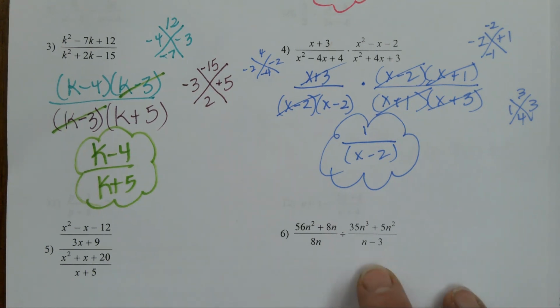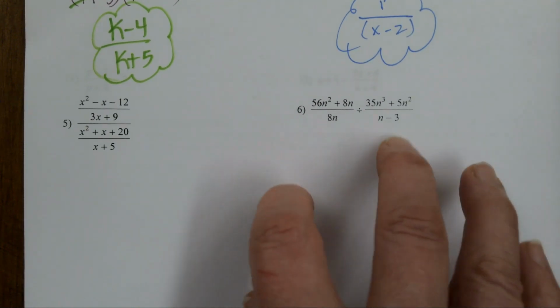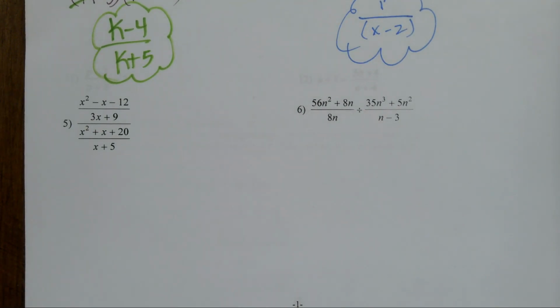All right. So sometimes we feel good, and then all of a sudden we see a problem like 5 and we panic. What is going on here? Fractions in fractions, exactly. So I have x squared minus x minus 12 divided by 3x plus 9, and that whole thing is divided by x squared plus x plus 20 divided by x plus 5.